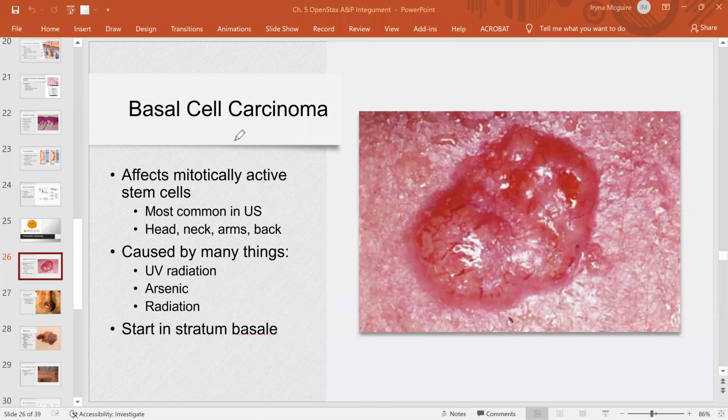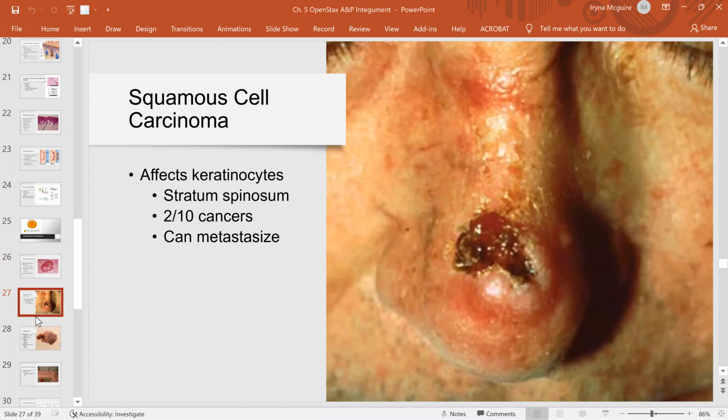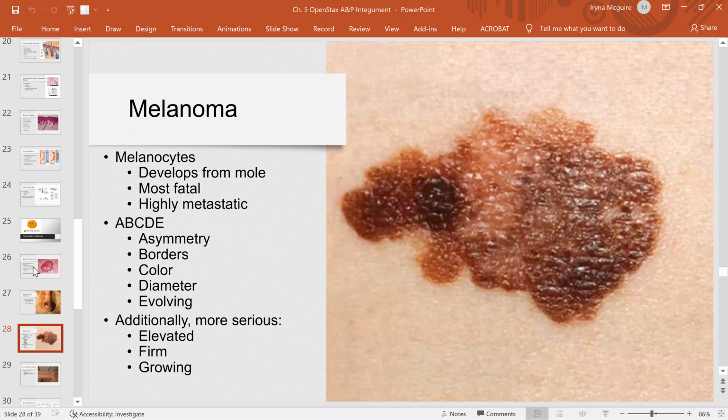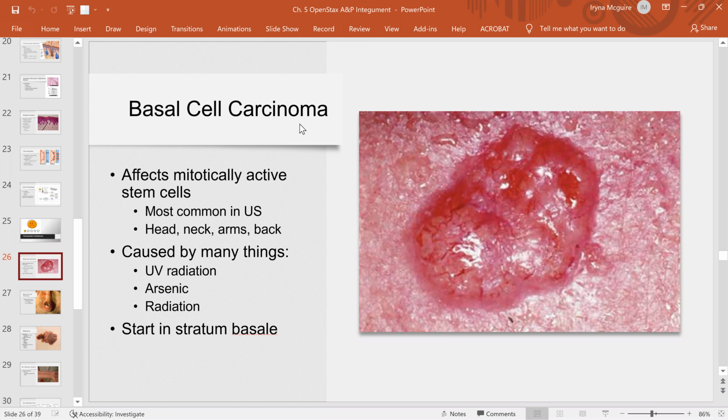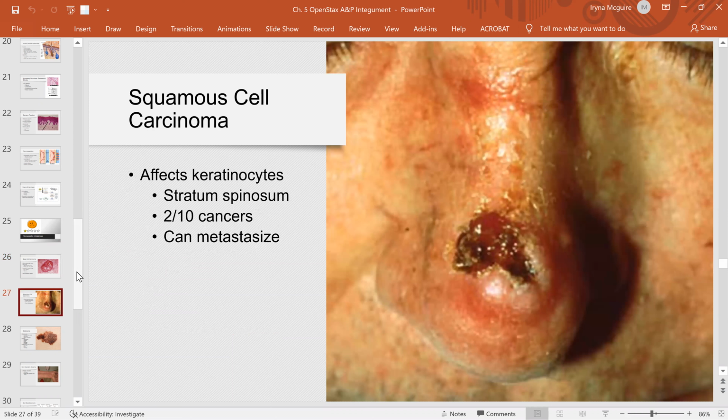Actually, we will cover here 3 types of skin cancer: basal cell carcinoma, squamous cell carcinoma, and melanoma. Now, when you see this word carcinoma, that means cancer originating in epithelial tissue. That's what carcinoma means. Now, what are basal cells and what are squamous cells?